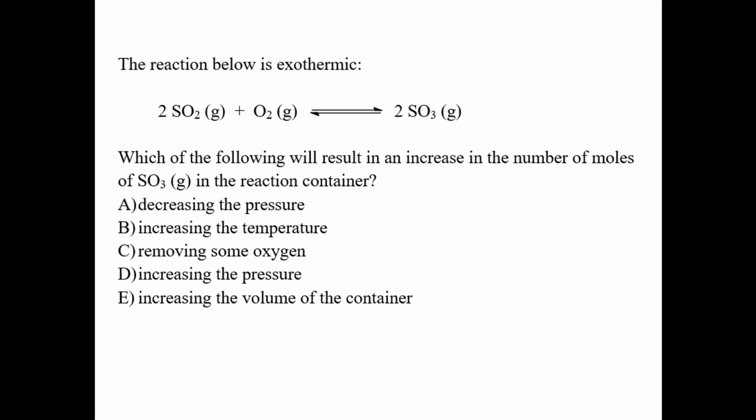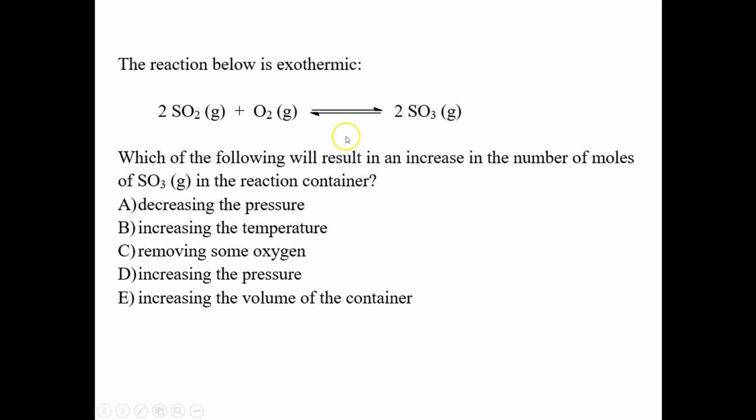Well, finally, what's the sort of question you'd be likely to see, this being a qualitative sort of topic? Well, here is a classic Le Chatelier's principle question. I've got a reaction here, 2SO2 plus O2 gives me 2SO3. This is a gaseous equilibrium in which 2 moles of sulfur dioxide plus 1 mole of oxygen give me 2 moles of sulfur trioxide. And it tells me that it's exothermic, which is an important thing to note. And it asks, which of the following is going to result in an increase of the number of moles of SO3 in the reaction container?